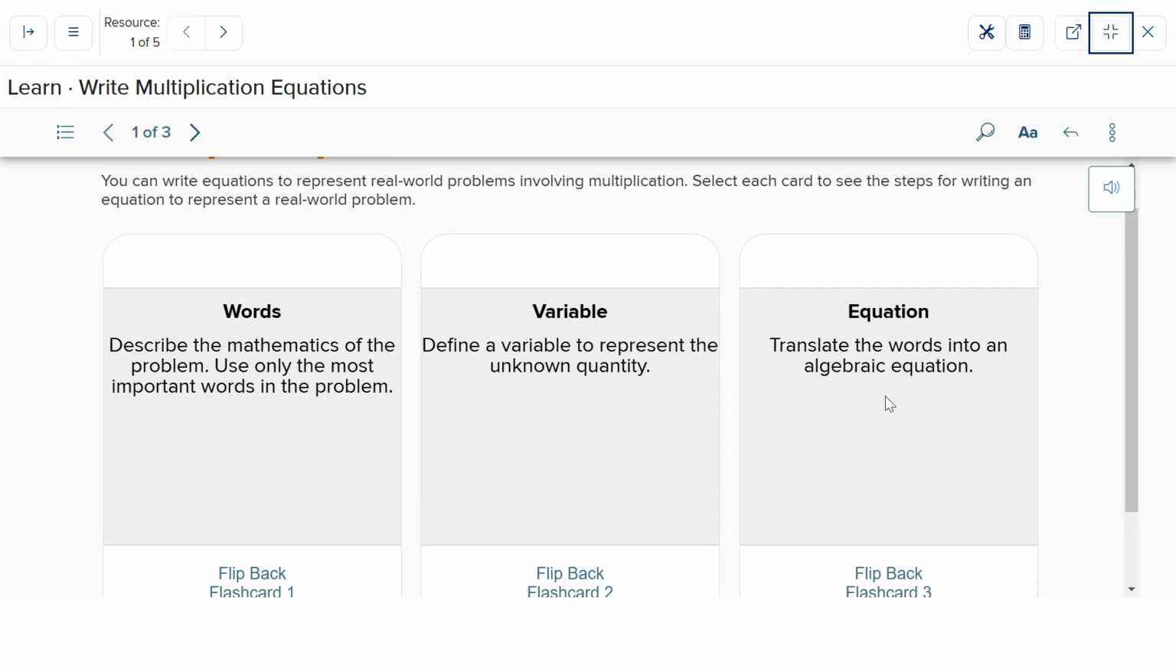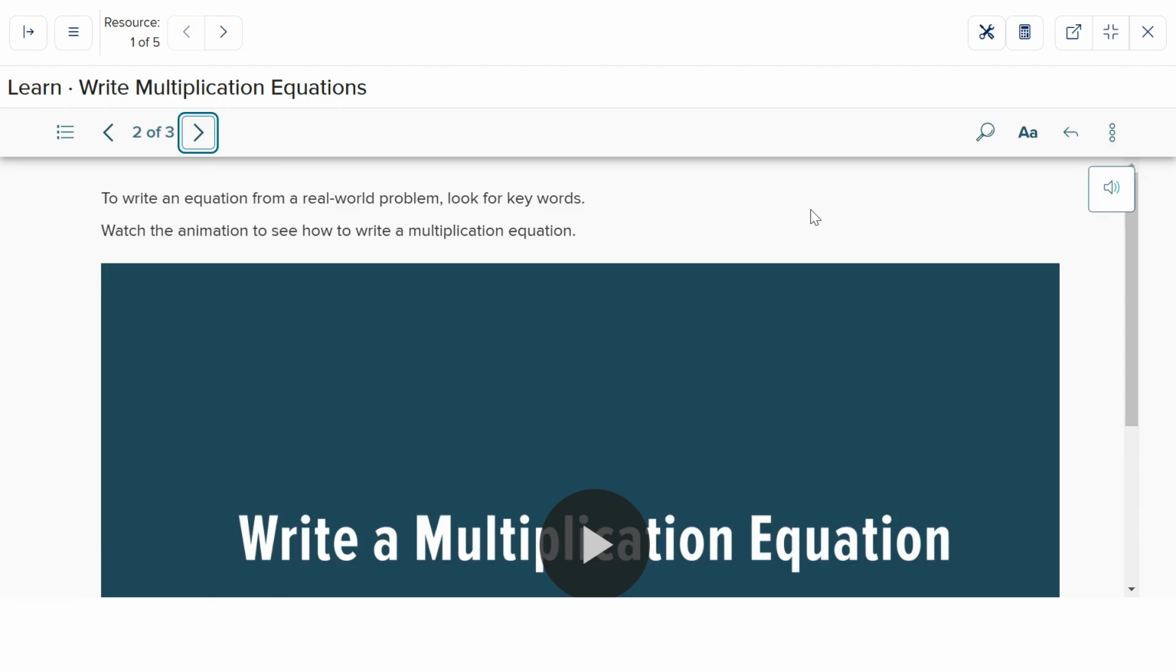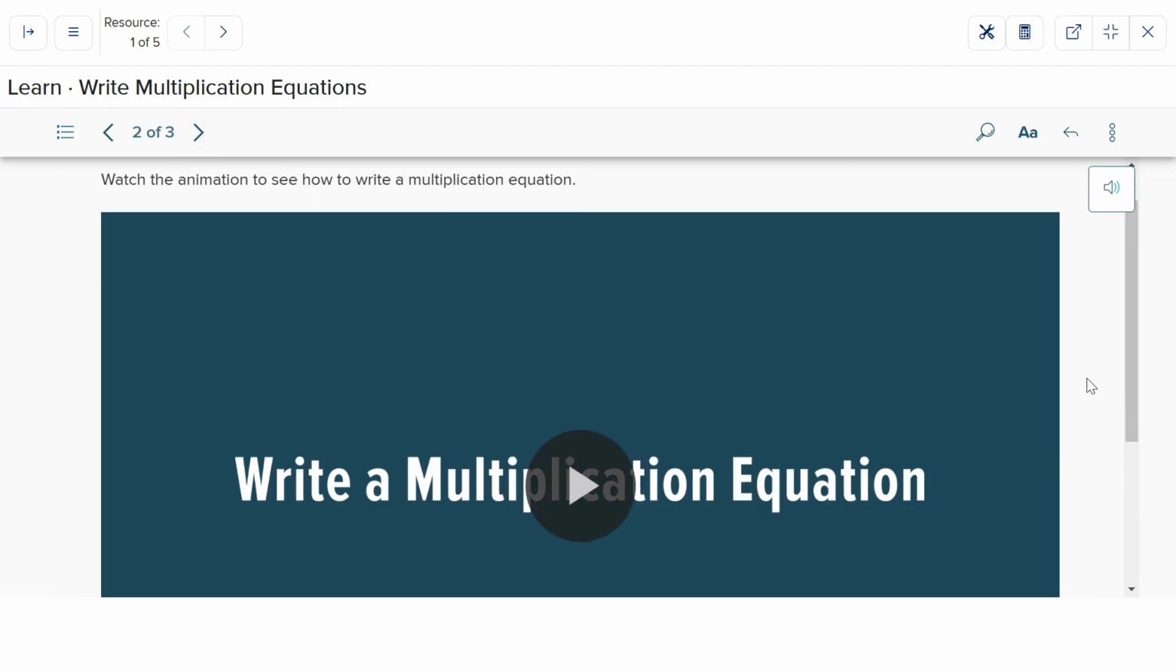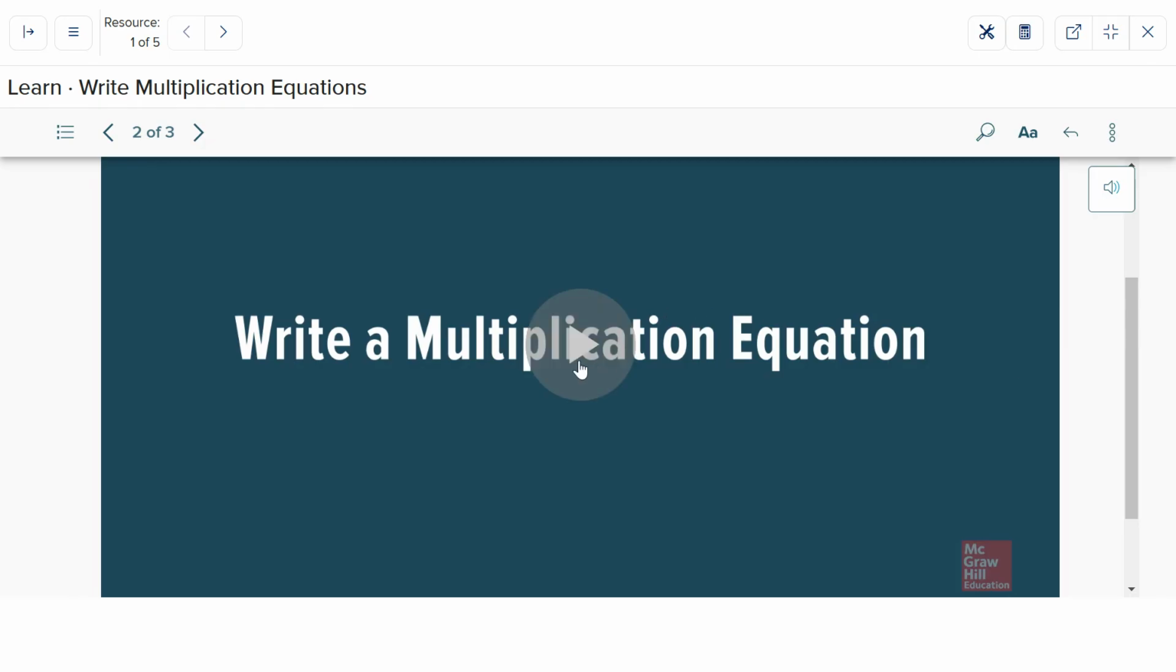These are all the exact same steps as they were for addition and subtraction. You're just going to be using multiplication instead. So, to write an equation from a real-world problem, look for keywords. Watch the animation to see how to write a multiplication equation. Okay, let's go ahead and watch this, see what they say.